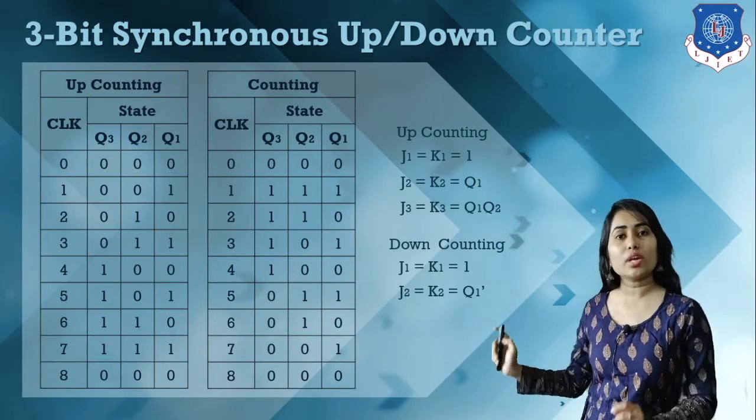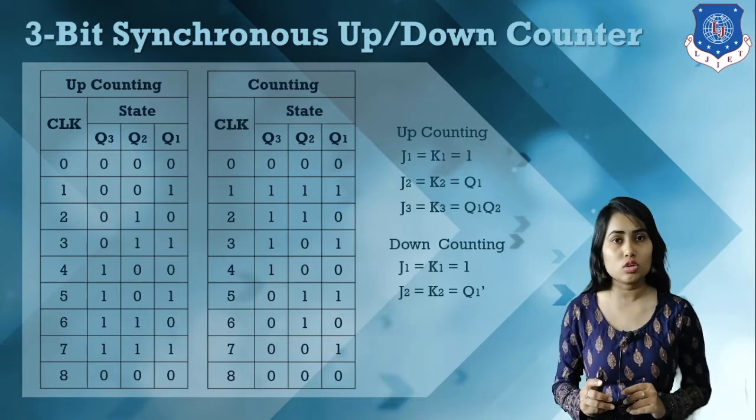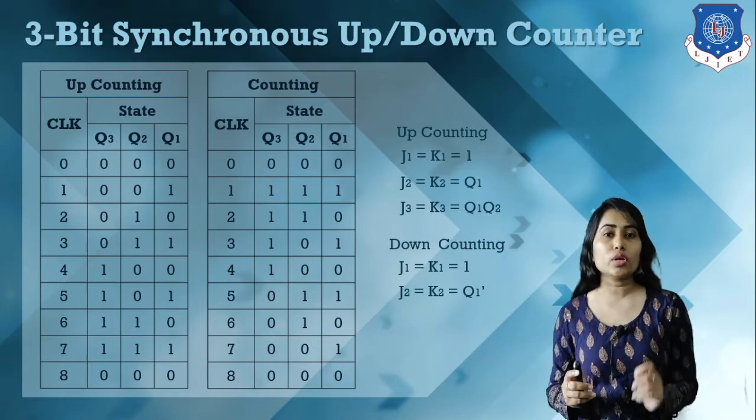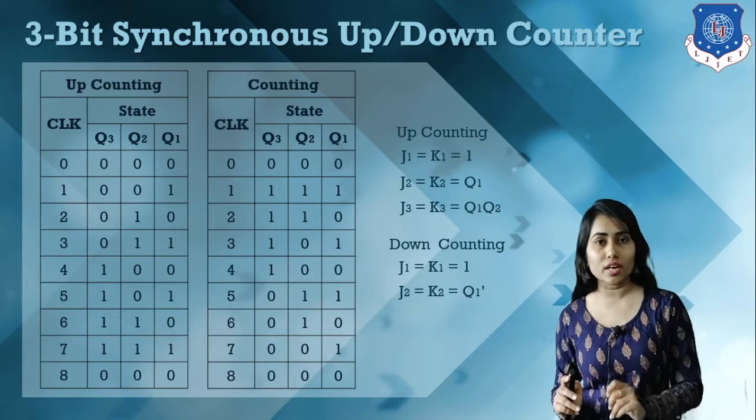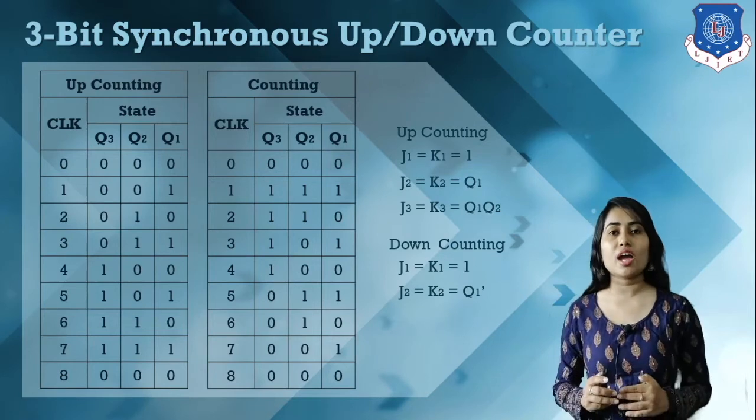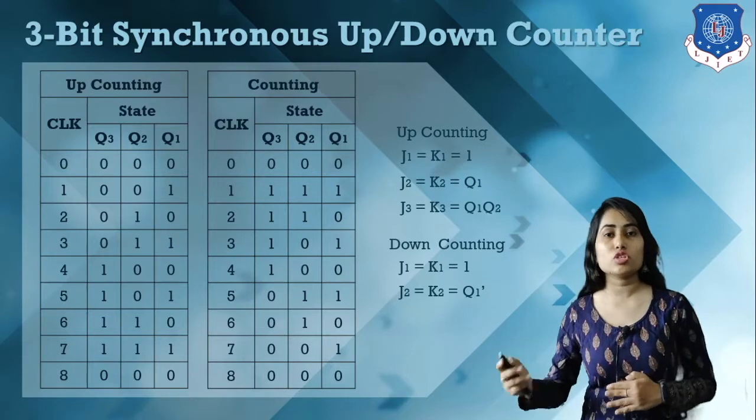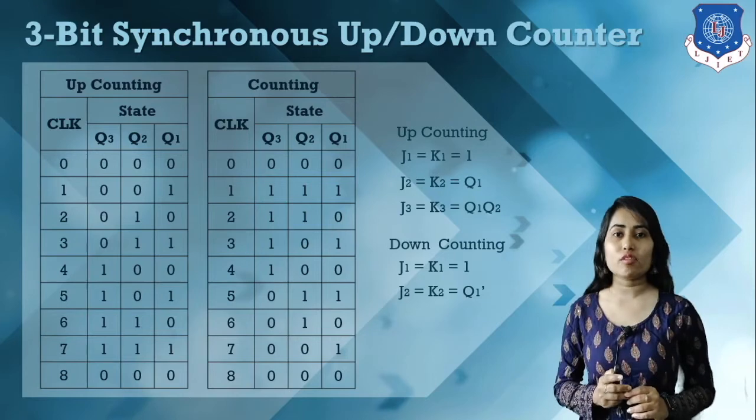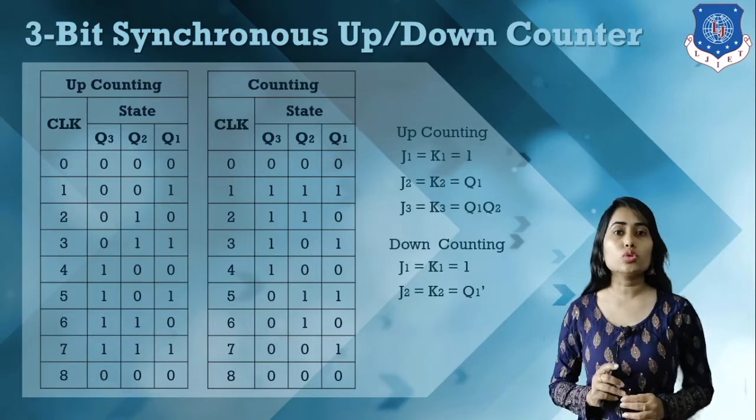Okay, this J2 K2 is equal to Q1 dash, because whenever Q1 is equal to 0, we have Q1 dash equal to 1, and whenever we have J2 K2 equal to Q1 dash, eventually we have J2 K2 equal to 1. So for J2 K2 equal to 1, we have a toggle mode operation. That means it changes its state whenever we have Q1 dash equal to 1, that means Q1 equal to 0. So this is how we can find out values for the second flip-flop's input using this Q2 output sequence.